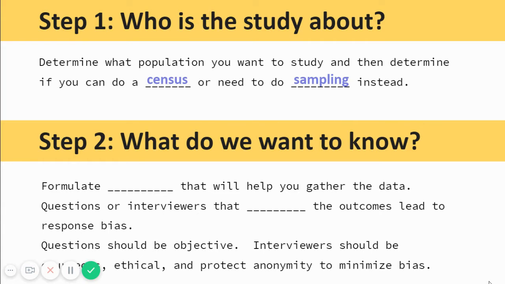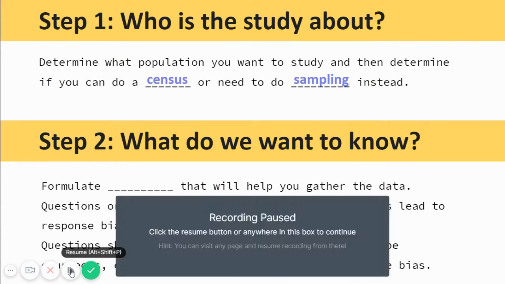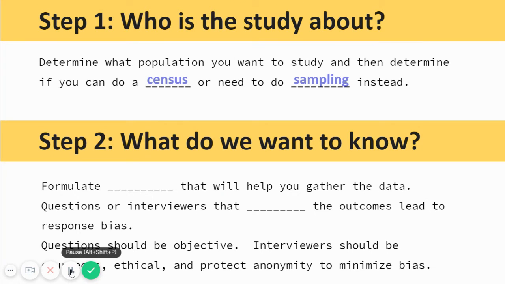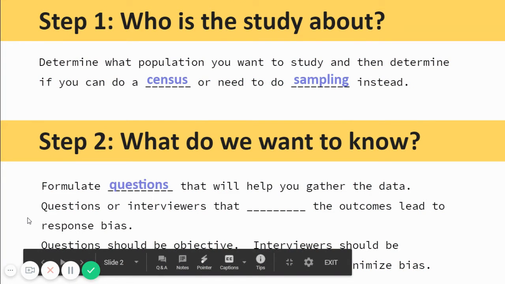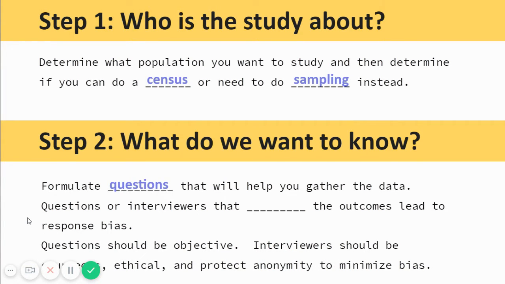Okay, what do we want to know? Well, to gather the information, we're going to formulate questions that will help us gather the data. Questions or interviewers that influence the outcomes lead to response bias. For example, do you really like that shirt on me? It's very different from, do you really like this shirt on me?